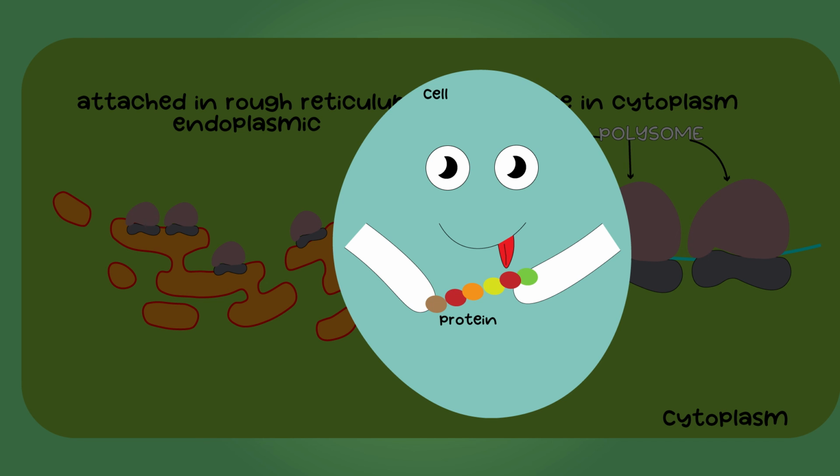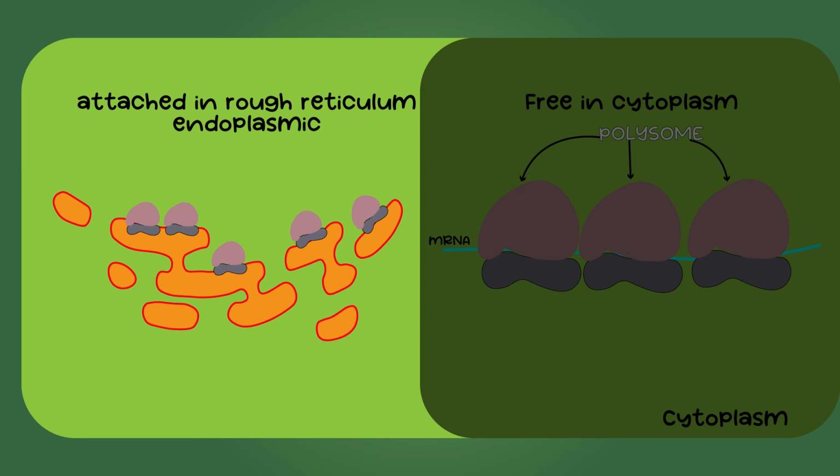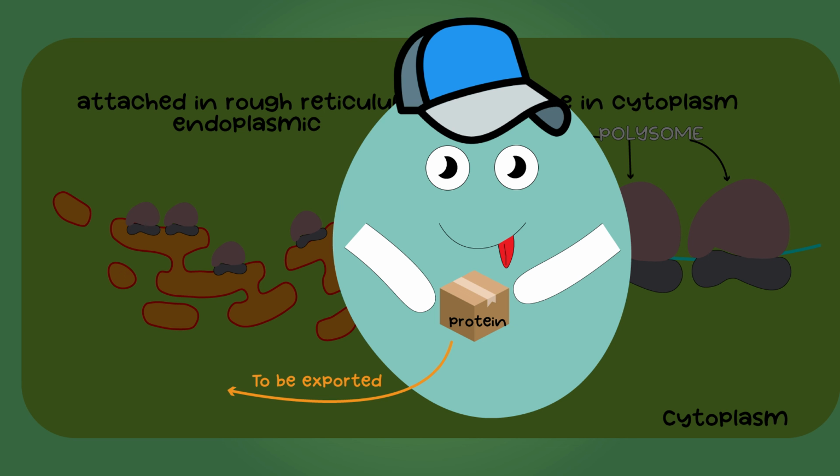The second type is the attached or fixed ones, and they can't move. The proteins made by these ribosomes attached to the endoplasmic reticulum are more likely to be exported outside the cell, like hormones and antibodies.